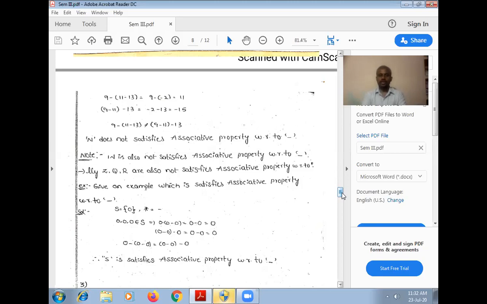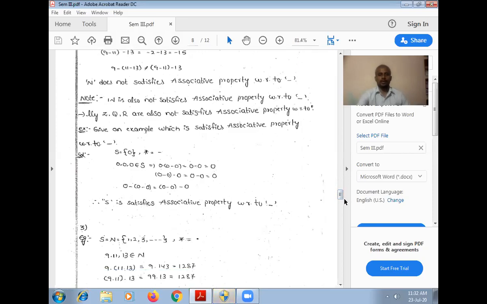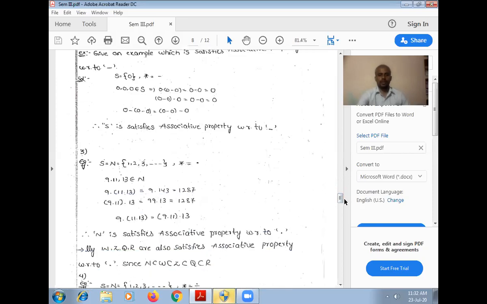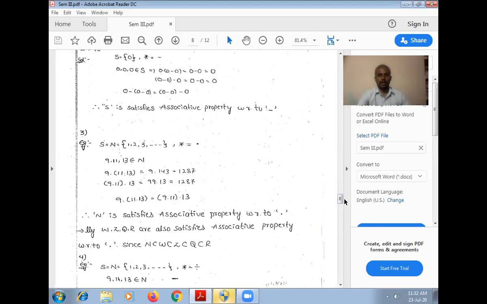So S satisfies the associative property with respect to minus. Now, another example of the associative property. S equals N equals 1, 2, 3 and so on. Now consider the binary operation star as dot. Dot means multiplication. So 9, 11, 13 belongs to capital N.